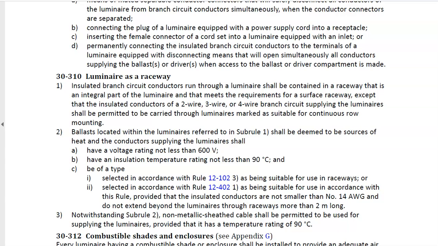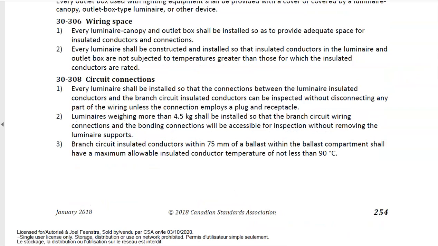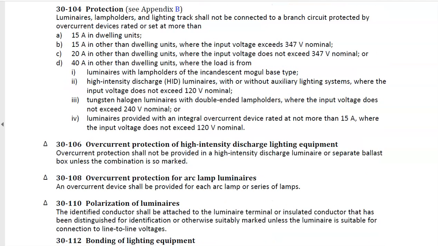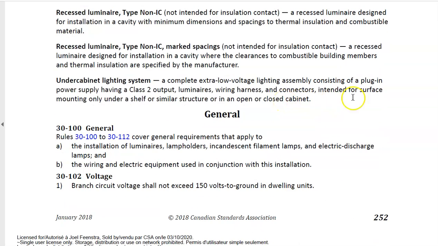Talking about the very first part, they talk about switches that we can utilize with our lights. And I'm just going to roll up a little bit here to my circuit supports and installation, location, protection, bonding, etc. We'll go all the way up to the very top over here. When it comes to discharge lighting, we have to have branch circuit voltage that is not going to exceed 150 volts to ground anytime that we are inside of a dwelling unit.